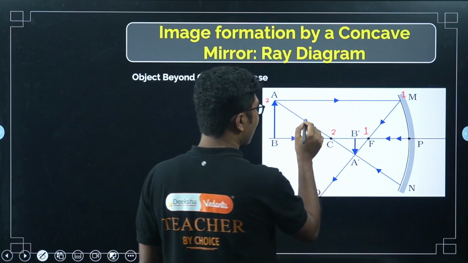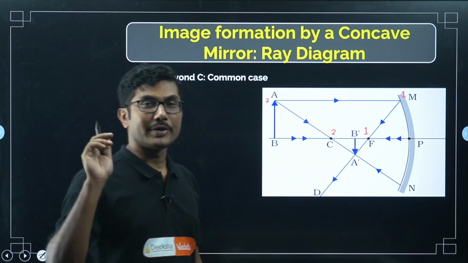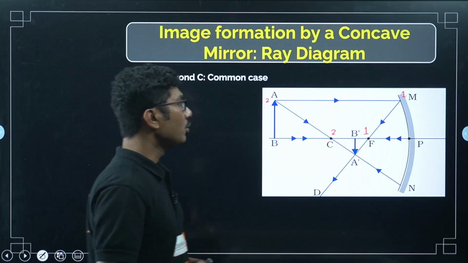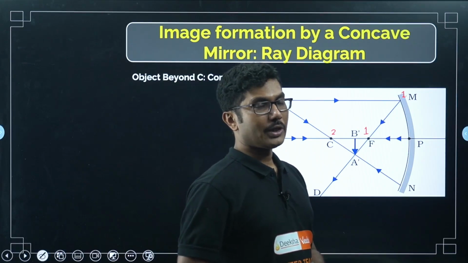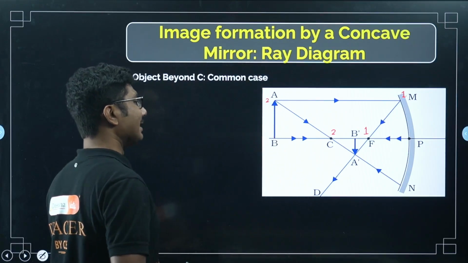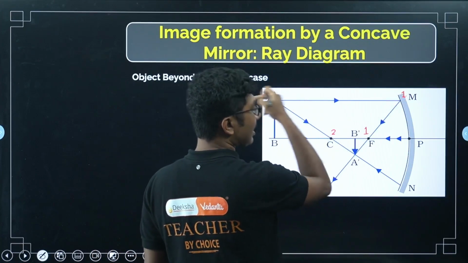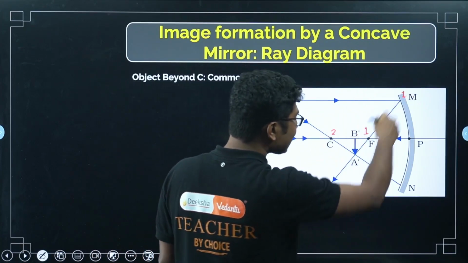You just need to put arrows. Also one point you have to remember: whenever you are drawing a ray diagram, don't forget to put arrows. Without arrows it is meaningless. So the ray is going in this direction, coming this way, or it is coming in this direction and going this way.